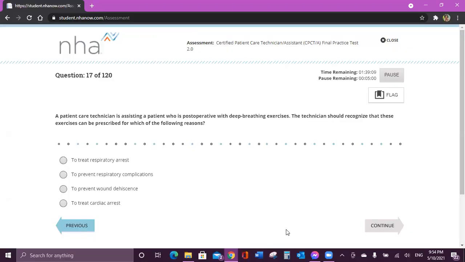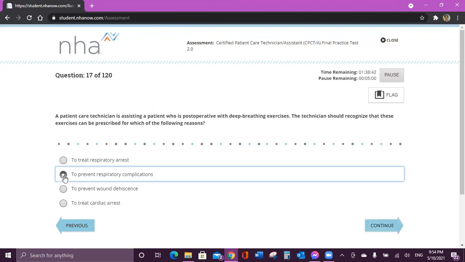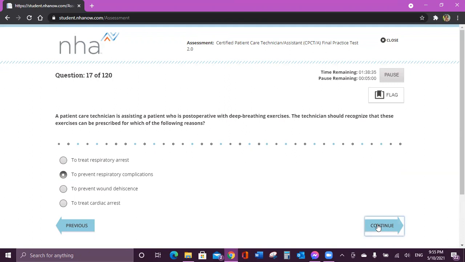A patient care technician is assisting a patient who is postoperative with deep breathing exercise. The technician should recognize that the exercise can be prescribed for which of the following reasons? To treat respiratory disease, to prevent respiratory complications. I know that one. Read the others too. You should always read all of them, because you never know if it's right or wrong.